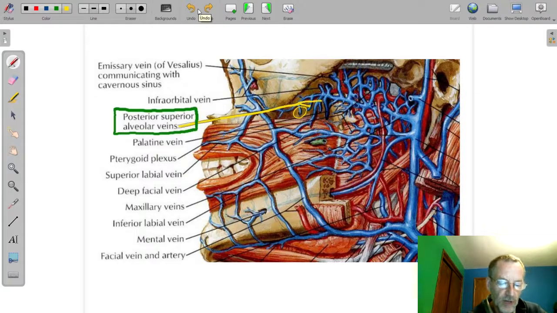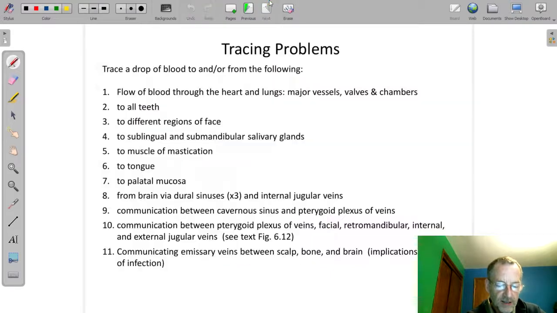And that pretty much wraps up what I wanted to cover for the drainage of the head. The next slide just has some basic practice problems. So, trace flow of blood to the heart and lungs, major vessels, valves, and chambers. You should be able to do that, right atrium, right ventricle, etc.